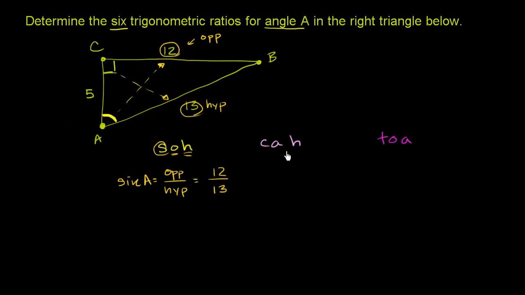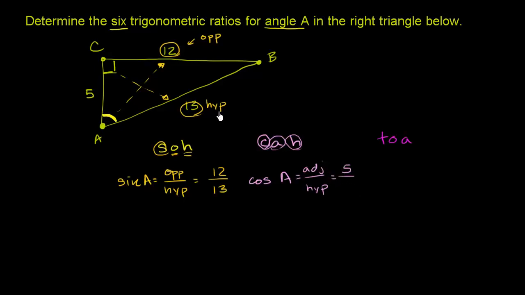Now let's go to CAH. CAH defines cosine for us. It tells us that cosine of an angle, in this case cosine of A, is equal to the adjacent side to the angle, over the hypotenuse. So what's the adjacent side to angle A? Well, if we look at angle A, there's 2 sides that are next to it. One of them is the hypotenuse. The other one has length 5. The adjacent one is side CA. So it's 5. And what is the hypotenuse?